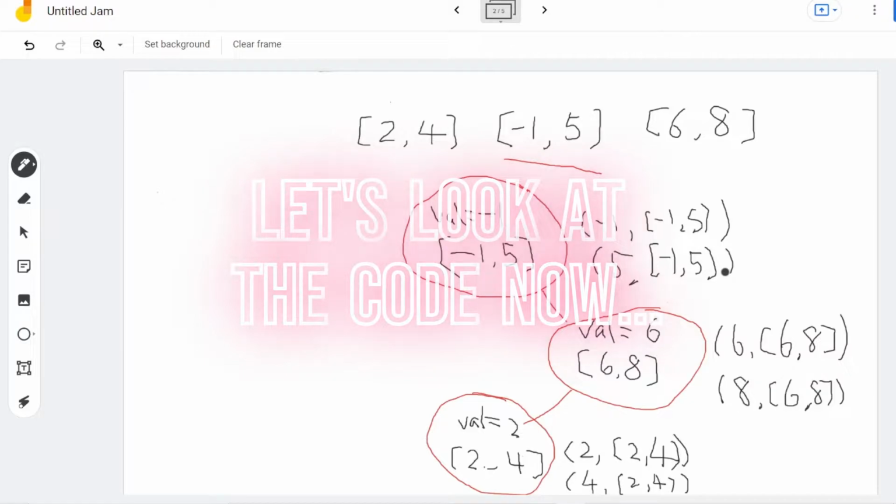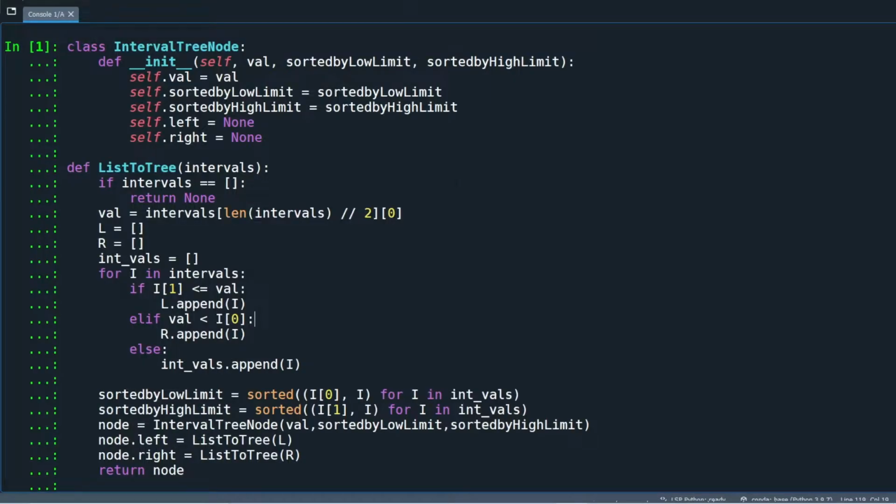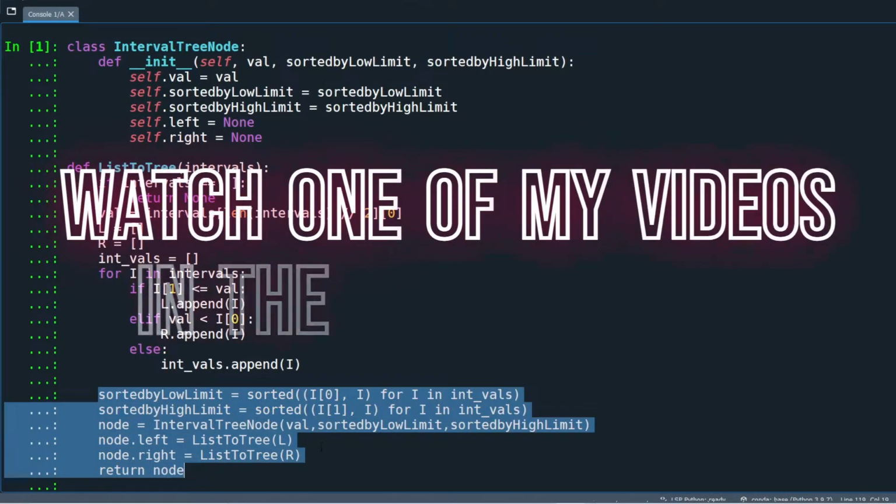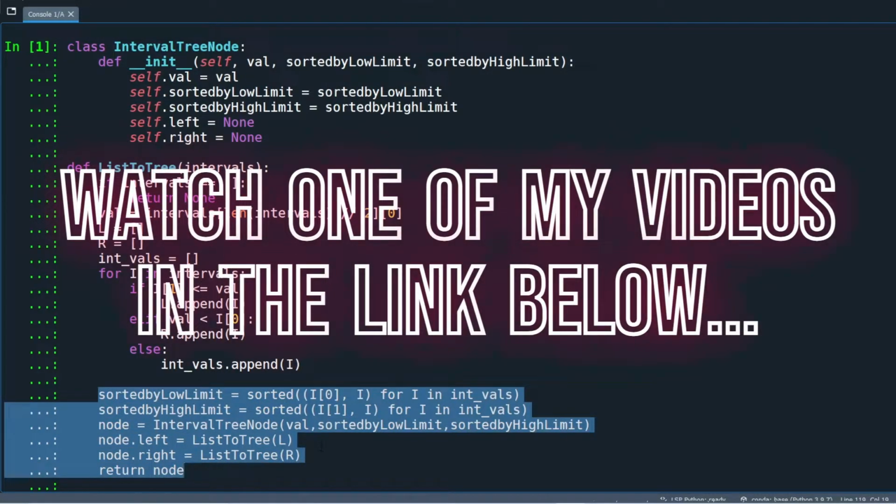Okay, let's look at the code. First, we need a binary tree class. It contains a value, 2 sorting information, and 2 pointers. Second, we need a function to convert the list of intervals into our defined binary tree. In this function, we recursively split the list to build an interval binary tree. For more information about converting a list to a binary tree, you can watch my previous video.